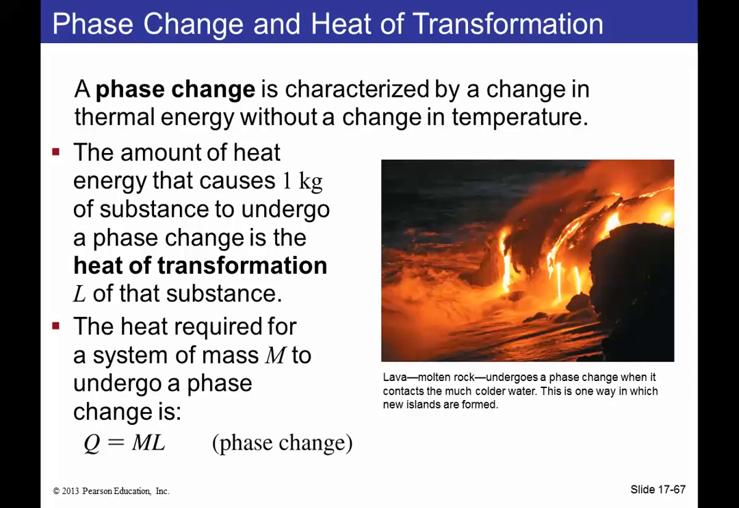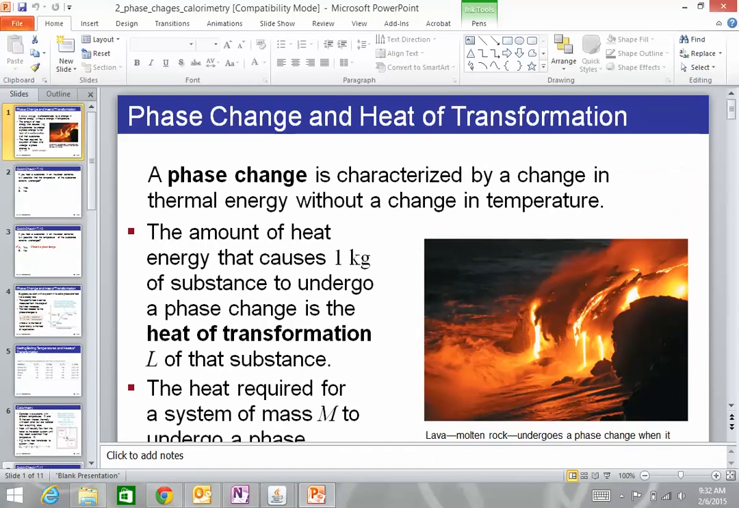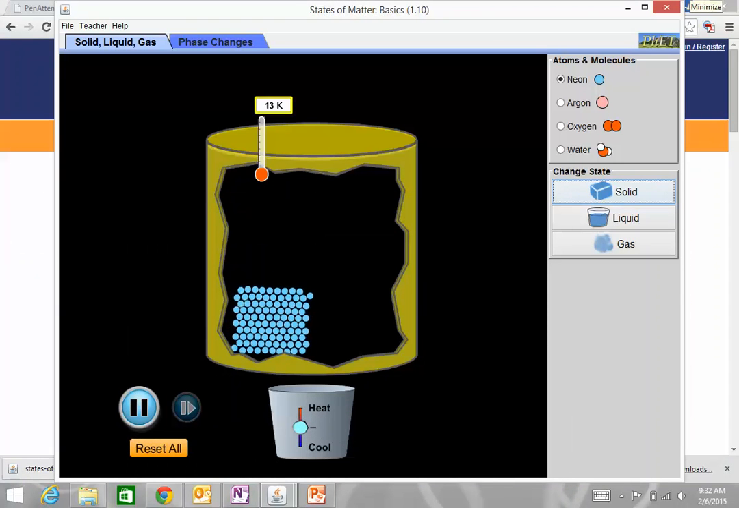Okay, so now we're going to look at phase changes and heat of transformation. And let's remind ourselves what a phase is. For that, let's go back to this simulation here. Here we have neon at 13 Kelvin, and it is in a solid phase.